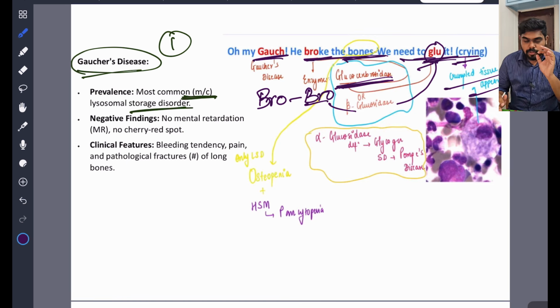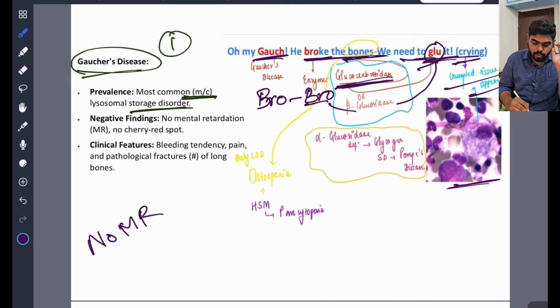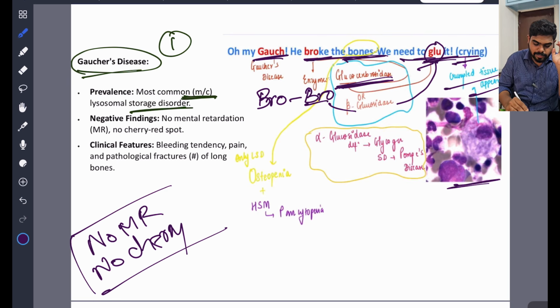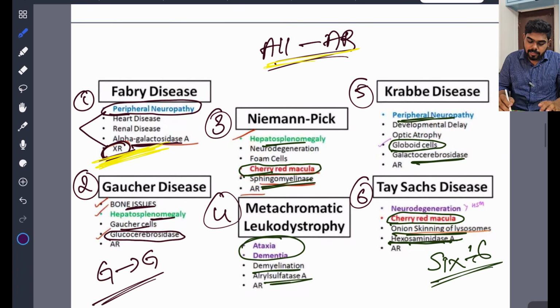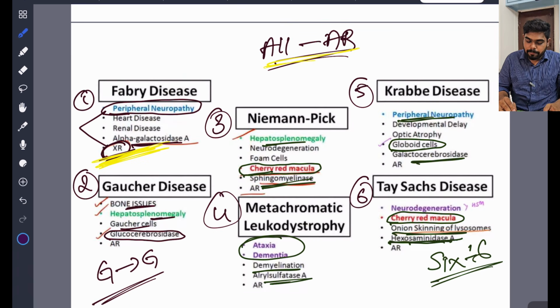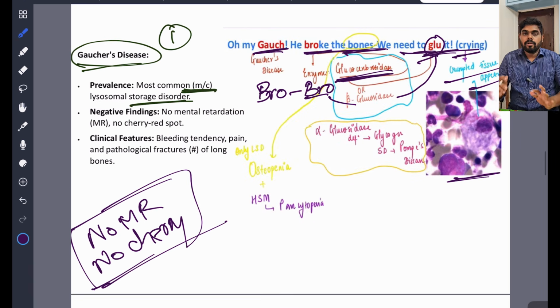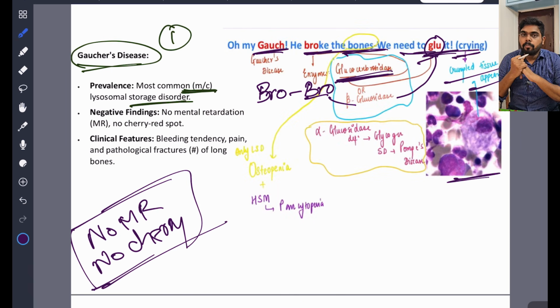Clear? So oh my gosh, he broke the bone. We need to glue it. Crying, you have to give tissue paper, crumbled tissue paper. There is no mental retardation and no cherry red spot. Cherry red spots are there in Niemann-Pick and Tay-Sachs, we'll see that. So anything related to bone break.